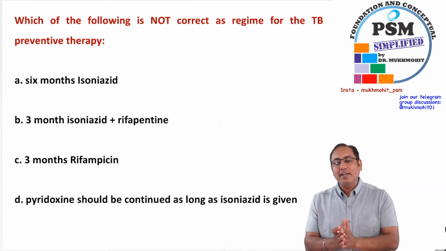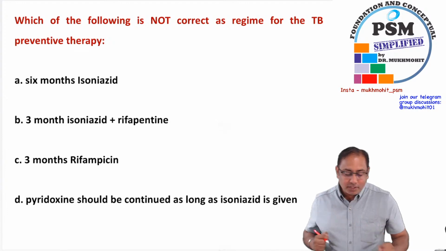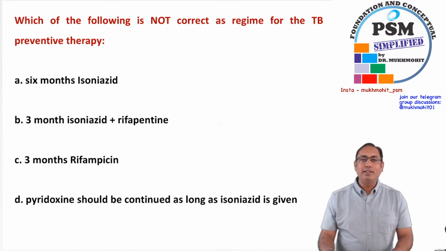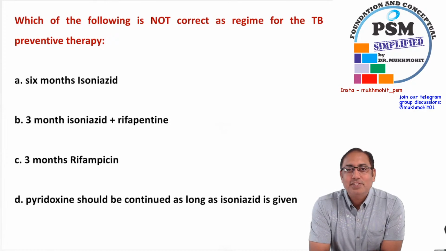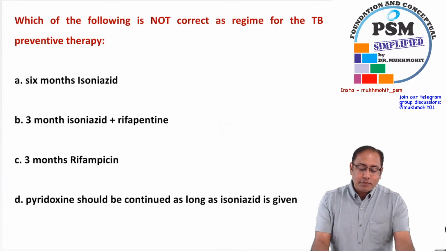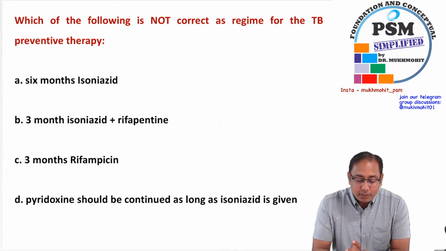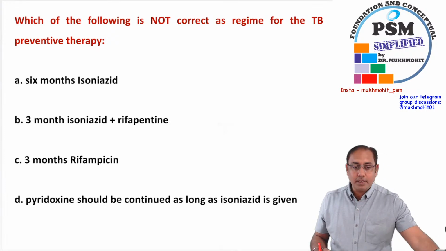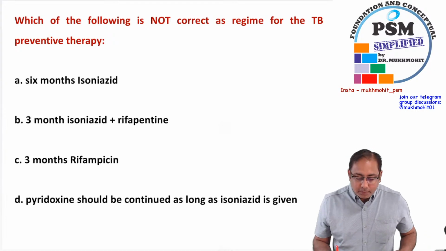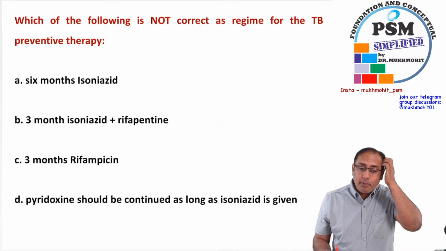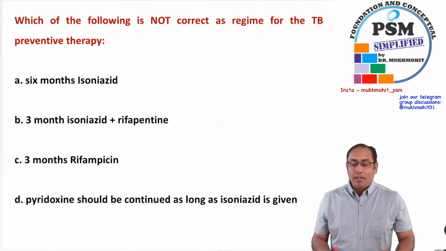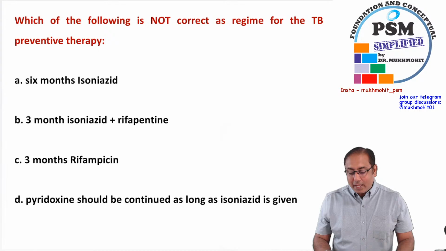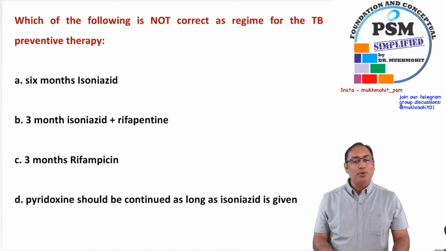Which of the following is not correct as a regime for TB preventive therapy? I know it's a difficult question. It was there in the quiz as well, and many of you had answered this wrong. So let's try it again. The options are: 6 months of isoniazid, 3 months of isoniazid plus rifampicin, 3 months of rifampicin, and pyridoxine should be continued as long as isoniazid is given. What do you want to say?